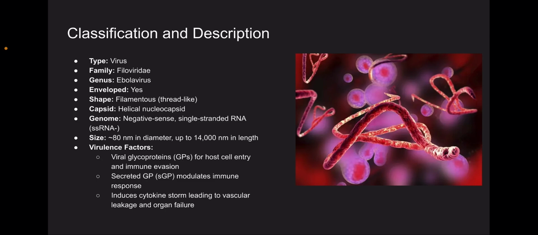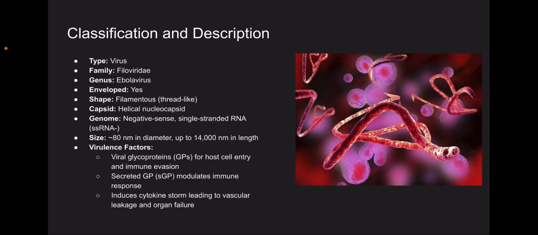This envelope is essential for viral entry into the new cells because it contains glycoproteins that interact with the host cell receptors. These glycoproteins allow the virus to fuse with the host cell membrane, injecting its contents and beginning the infection process. One of Ebola's major virulence factors is the very glycoprotein, which not only facilitates entry into cells but also contributes to immune evasion.